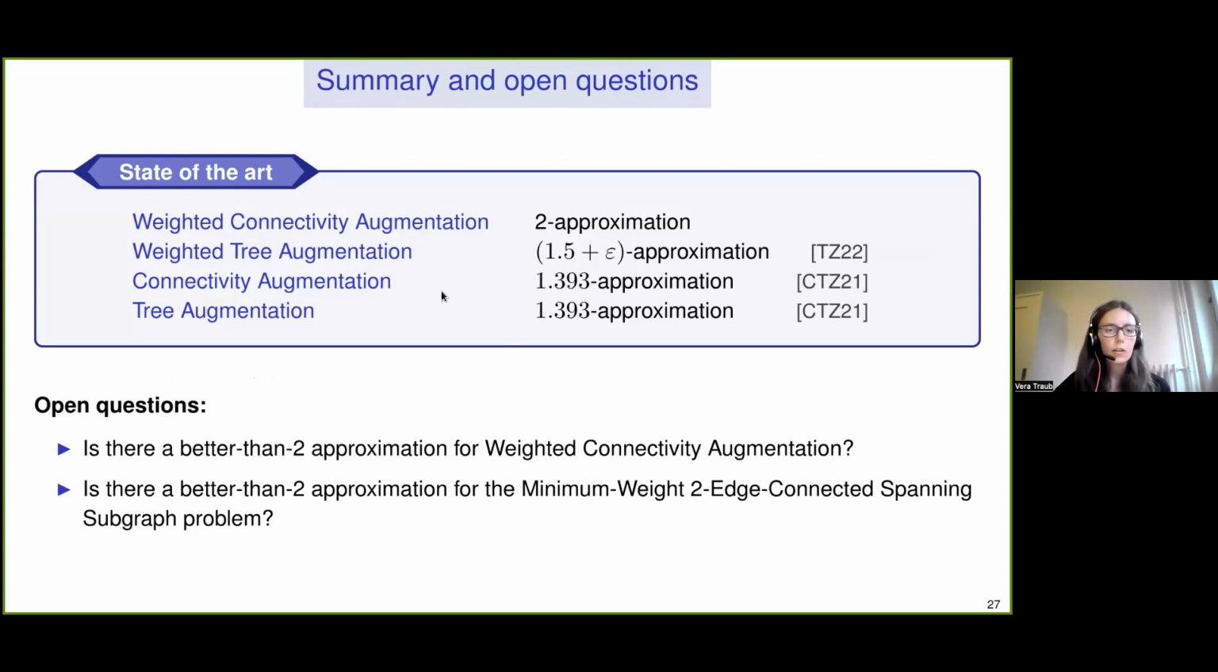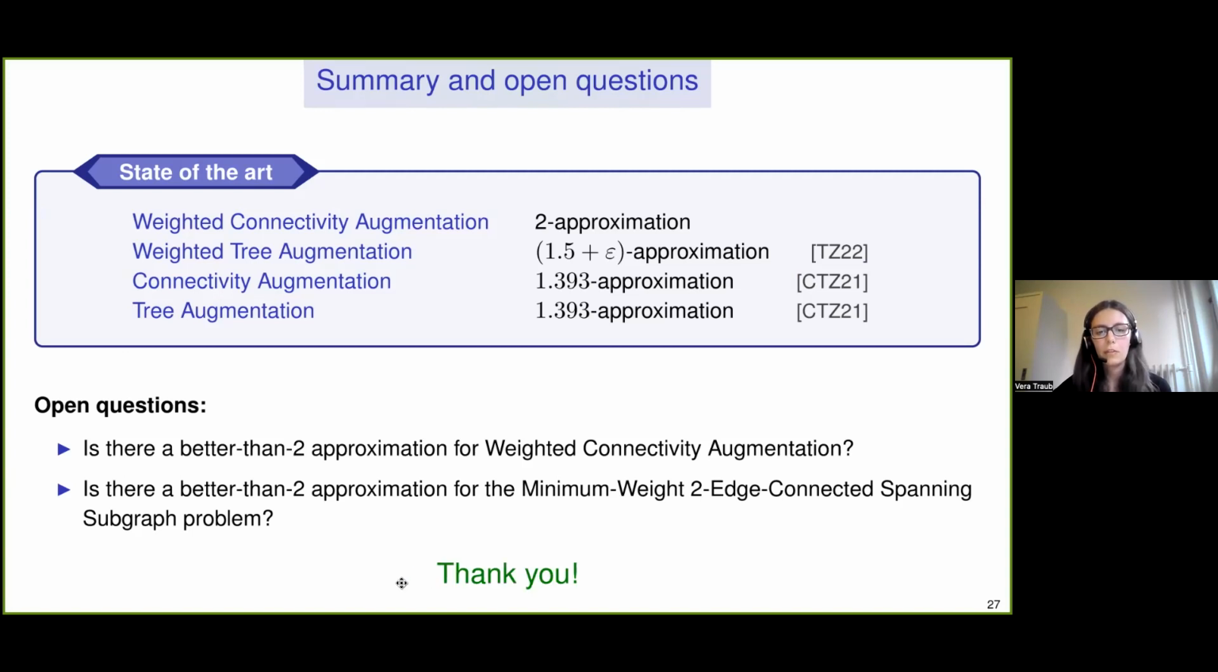Okay. So here's again a summary of these problems. For connectivity augmentation and tree augmentation, the unweighted problem, we have the 1.393, but this is not tight. So it's open to find maybe a tight analysis of the algorithm we currently have, or maybe a completely different algorithm with a better guarantee. And in terms of open questions, I already mentioned beating the cost factor 2 for weighted connectivity augmentation is open.